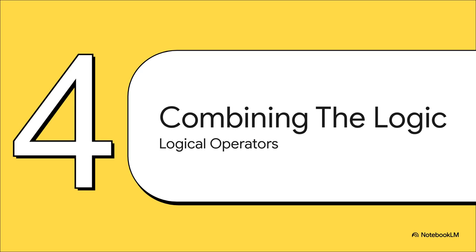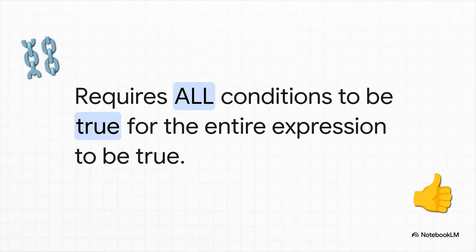But what if we need to ask more complex ones? Like, is this true and is this other thing true? Well, that's where our logical operators come in. They're basically the glue that lets us stick our conditions together. First up is the AND operator, which we write with 2 ampersands.